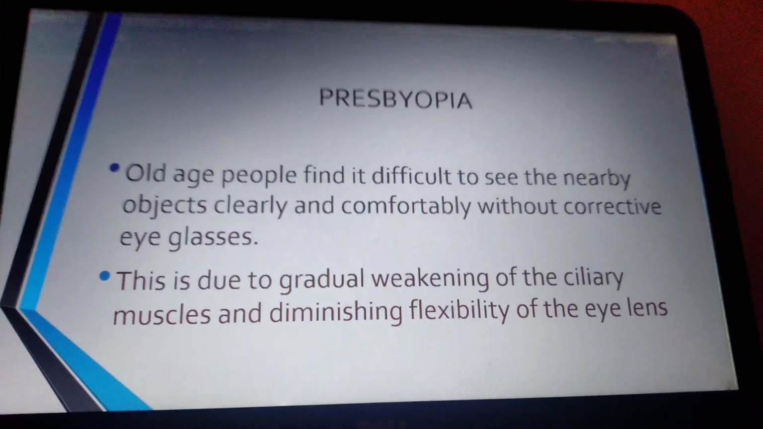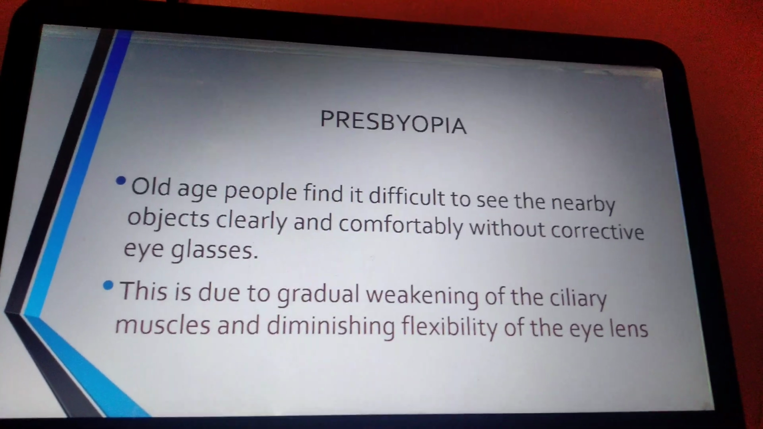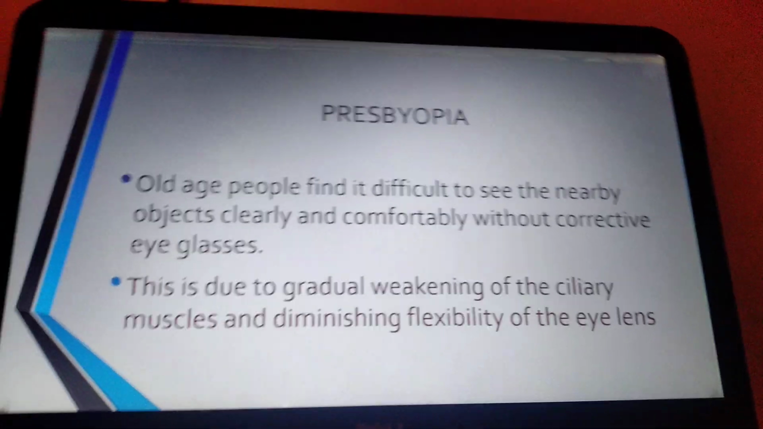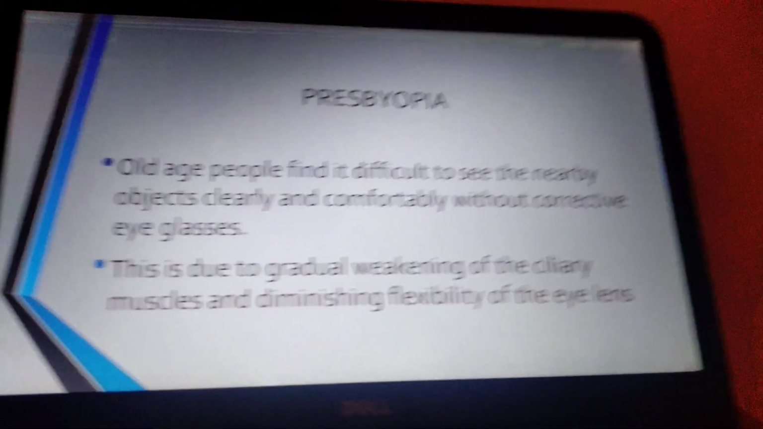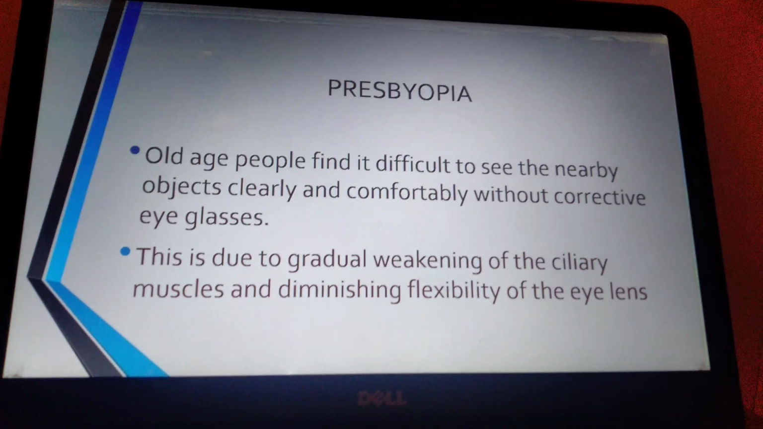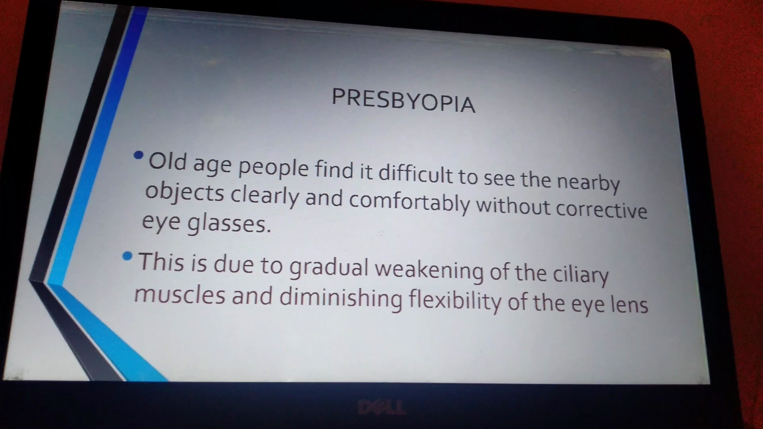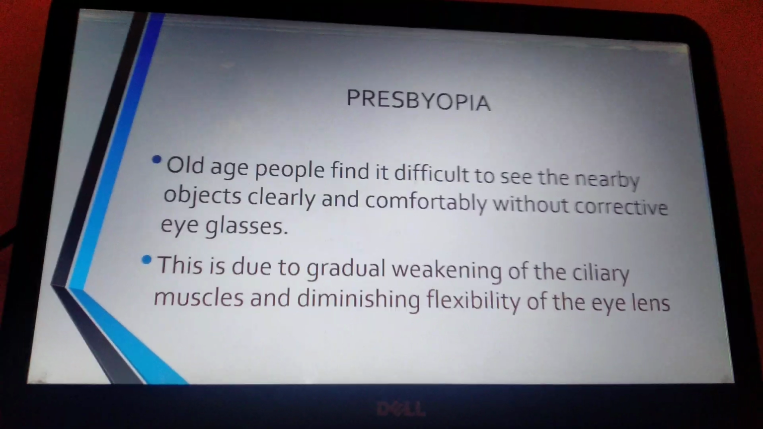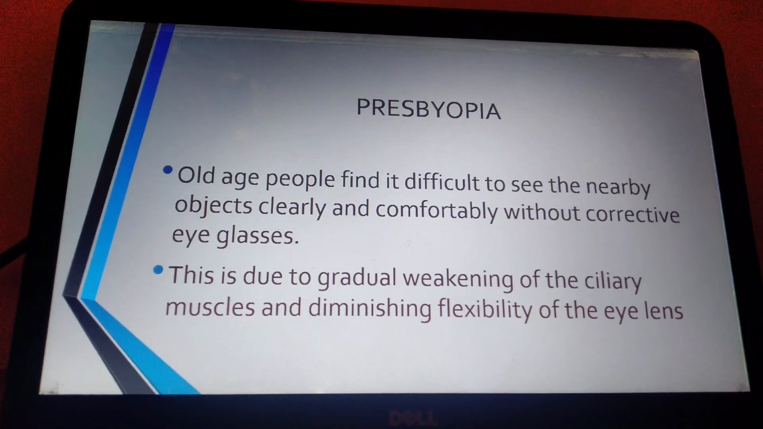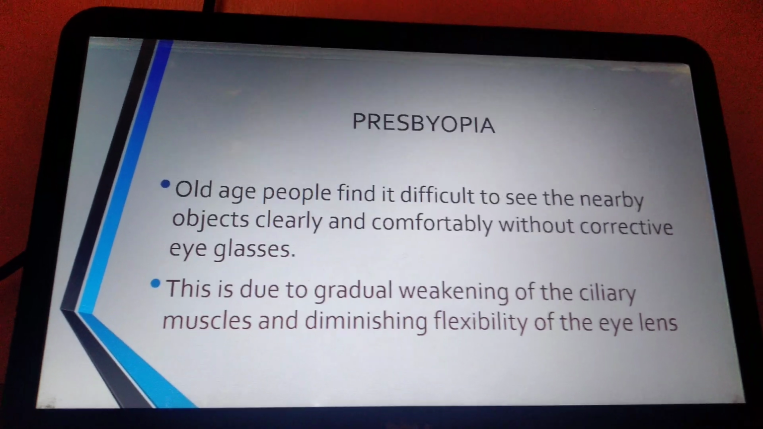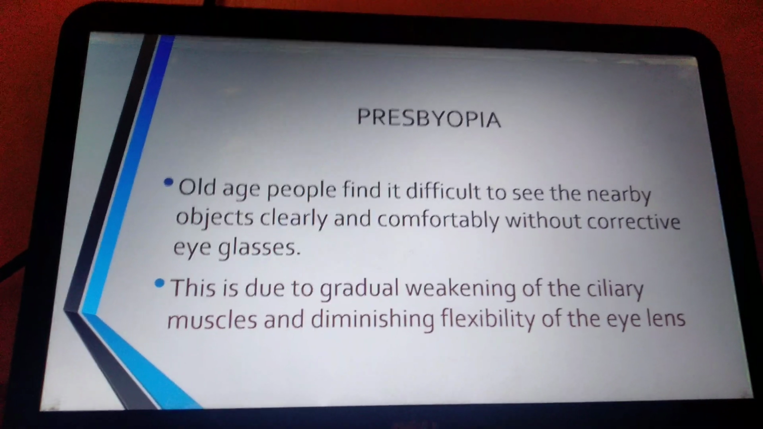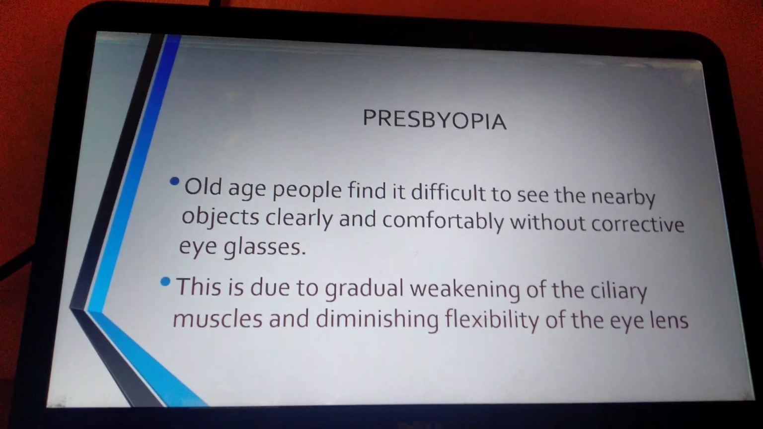Hypermetropia will be corrected. The next one is presbyopia, which is another defect that people tend to have. This defect is similar to hyperopia, but it takes place in old age people. With the increase in age, the ciliary muscles don't work properly, and the flexibility of the eyelens also gets reduced. So they find it difficult to see nearby objects clearly and comfortably without corrective eyeglasses. This is called presbyopia.